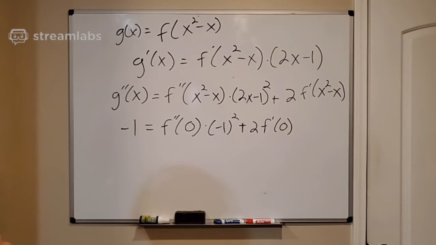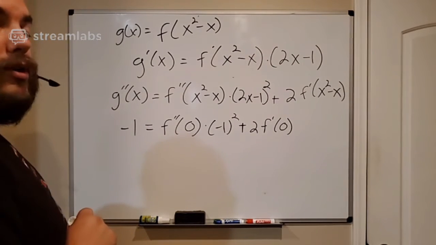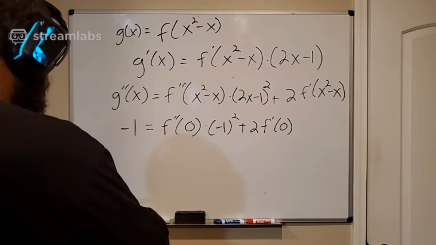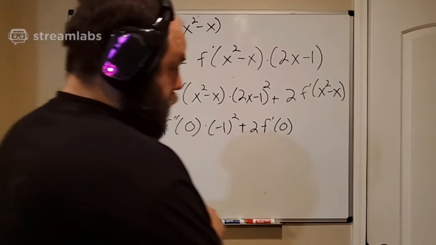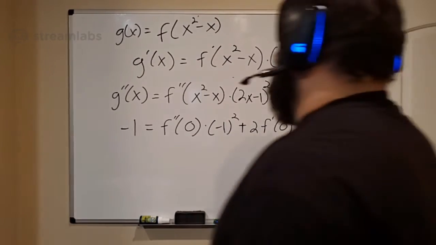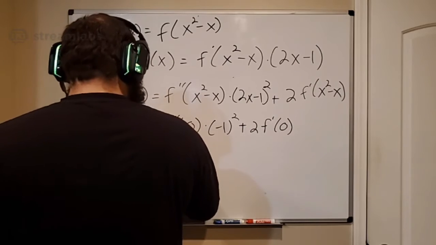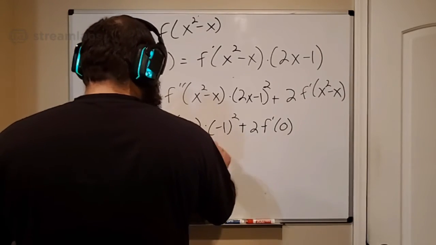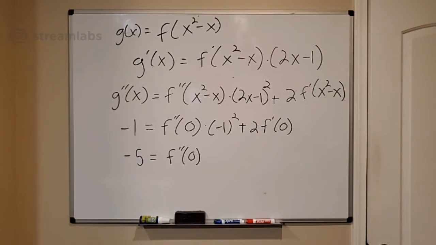What's f prime of 0, somebody from the chart? Or I'll just walk over there. I think it's 2. It's 2. Thank you. So you get 4, so you get -5 is equal to f double prime of 0, because -1 squared is... that's right. Any questions there?